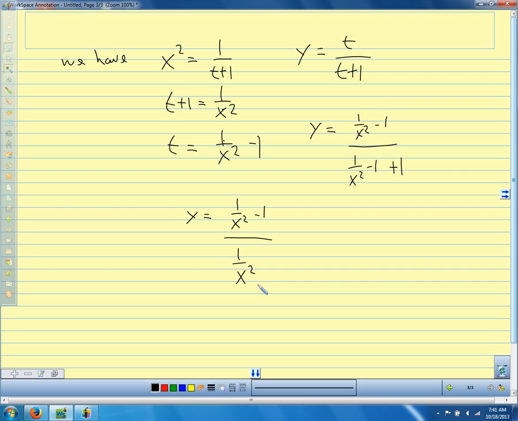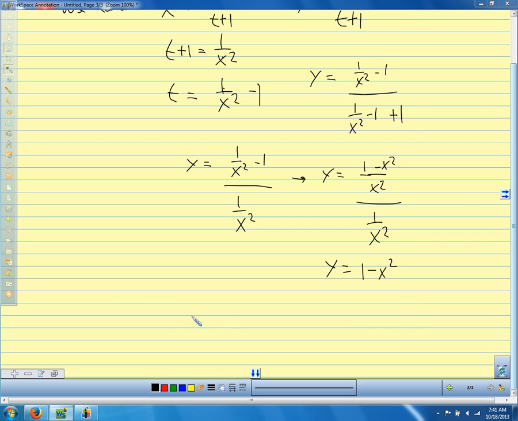And then I need the common denominator here, so I get y equals (1 minus x squared over x squared) over (1 over x squared). When I divide by 1 over x squared, my x squareds cancel, and I get y equals 1 minus x squared. So we get to the same place. Finally, that's what we got two different ways. So we eliminated the parameter, substituted, solved for the parameter, substituted into the other equation, and we get y equals 1 minus x squared.